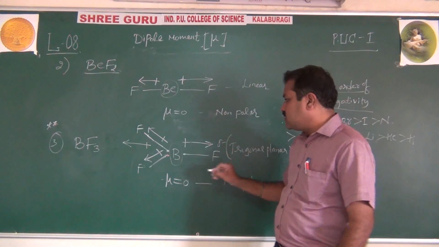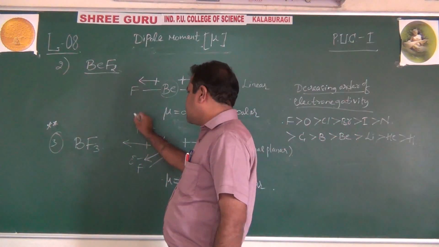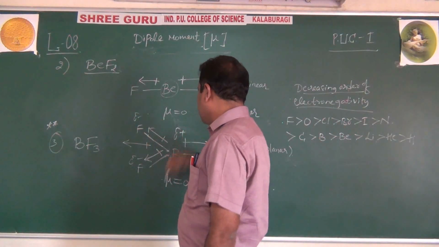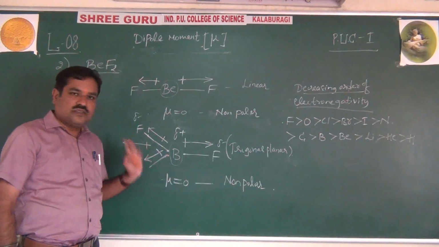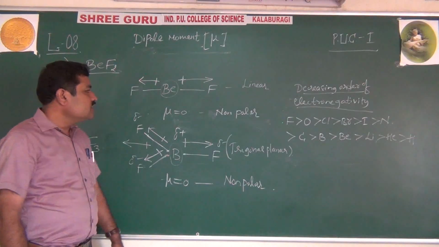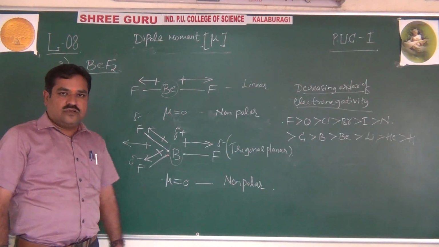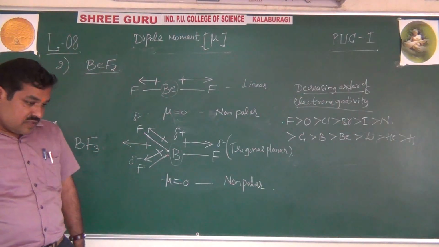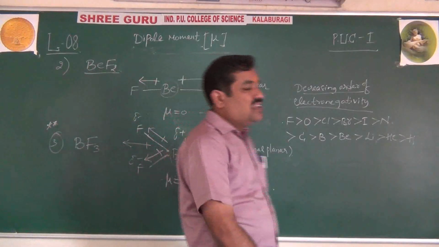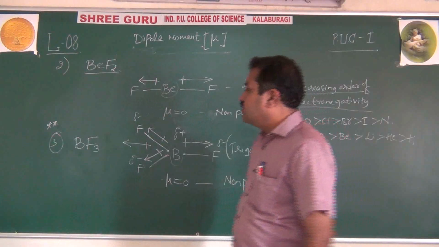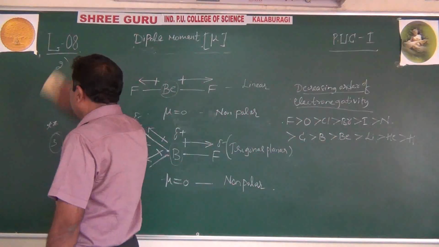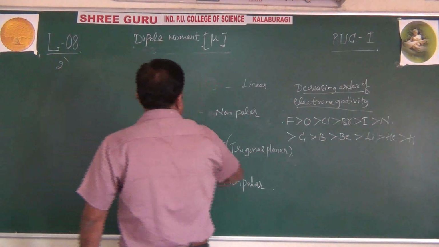Therefore, delta minus, right? Delta minus, boron delta plus. Got it? Not 3 plus, only plus. That's it. Now we can decide polarity by using this dipole moment. Not only polarity, but we will come to know the geometry and shape of the molecule. After beryllium fluoride and boron trifluoride, now let us put some more examples.